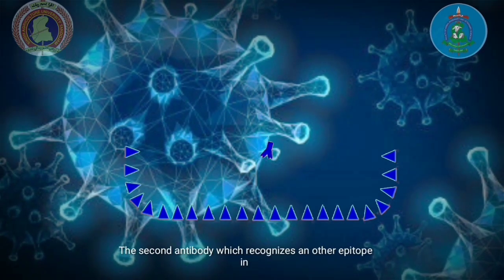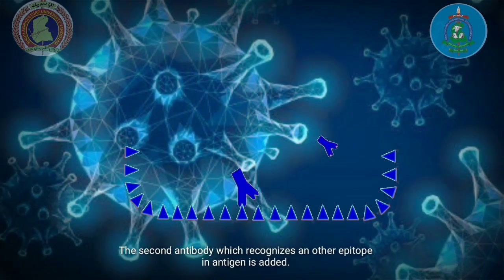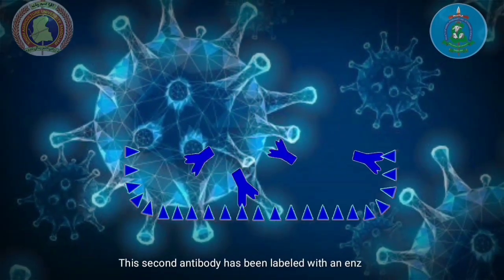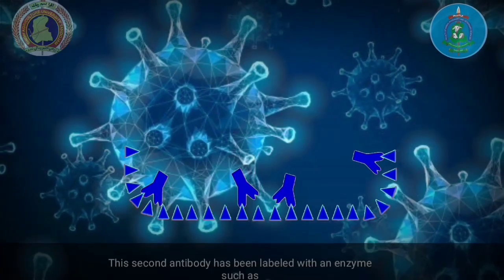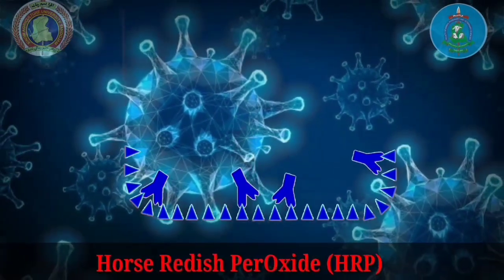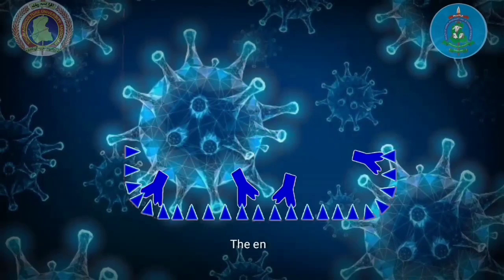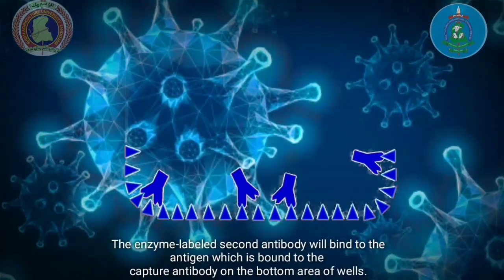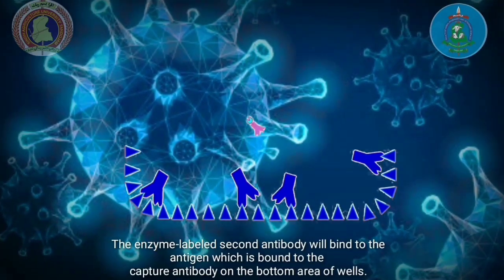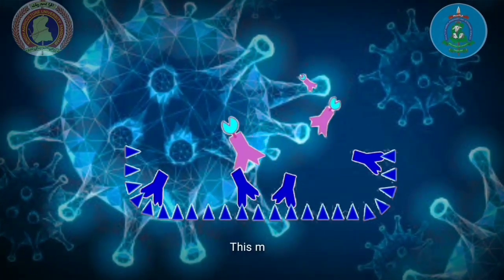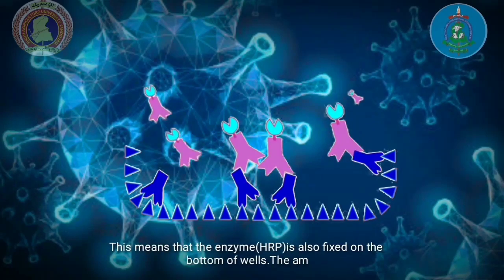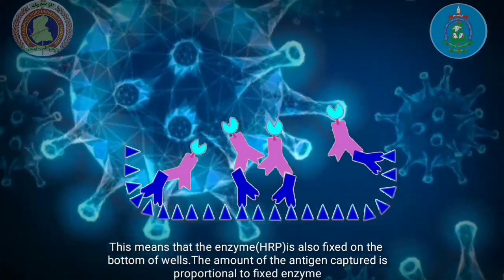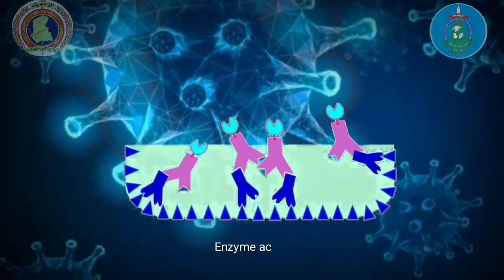The second antibody, which recognizes an antigen, is added. The second antibody has been labeled with an enzyme such as horseradish peroxidase. The enzyme-labeled second antibody will bind to the antigen, which is bound to the capture antibody on the bottom areas of the wells. This means that the enzyme is also fixed on the bottoms of the wells. The amount of the antigen captured is proportional to the fixed enzyme.